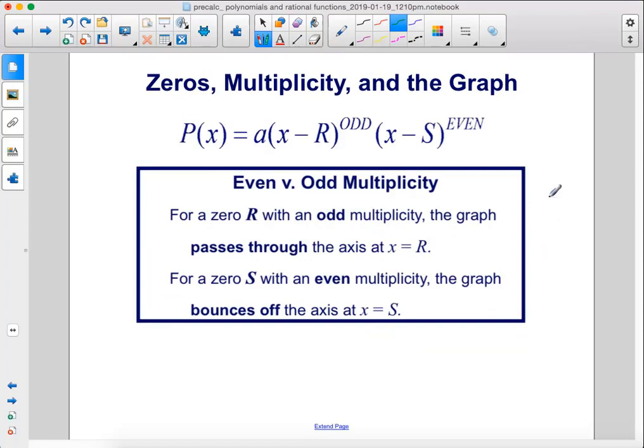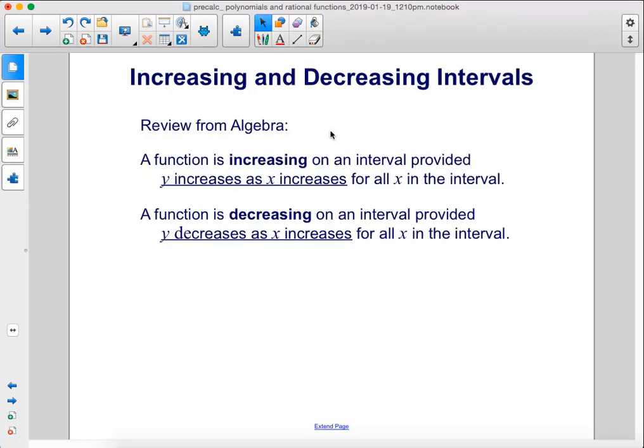Even versus odd multiplicity. For a zero r with an odd multiplicity, the graph passes through the axis at that point, x equals r. For a zero s with an even multiplicity, the graph bounces off the axis at x equals s. Here's a review from algebra.